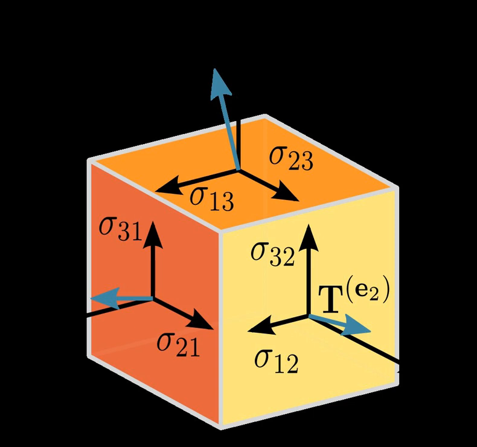Raising an index on an (n, m) tensor produces an (n+1, m-1) tensor. This corresponds to moving diagonally down and to the left on the table. Symmetrically, lowering an index corresponds to moving diagonally up and to the right on the table. Contraction of an upper with a lower index of an (n, m) tensor produces an (n-1, m-1) tensor. This corresponds to moving diagonally up and to the left on the table.